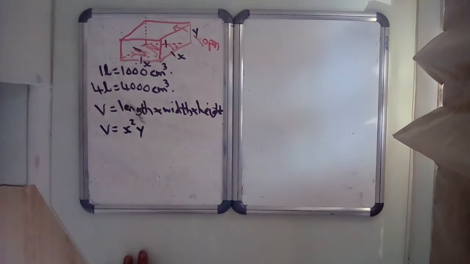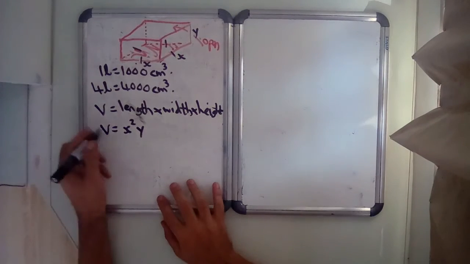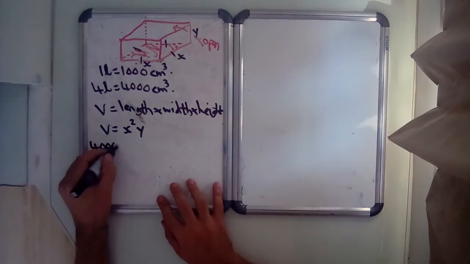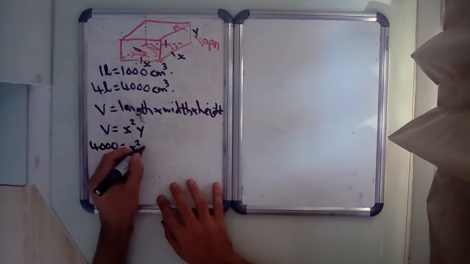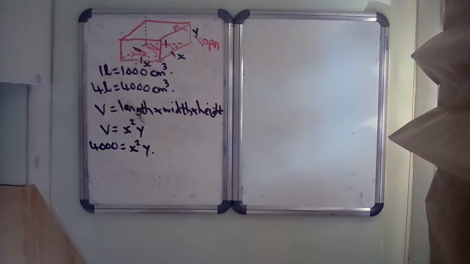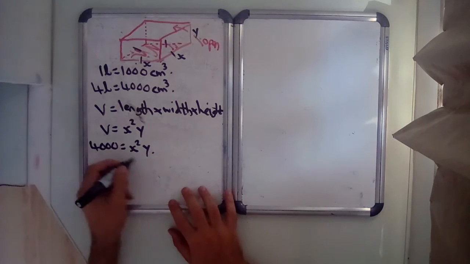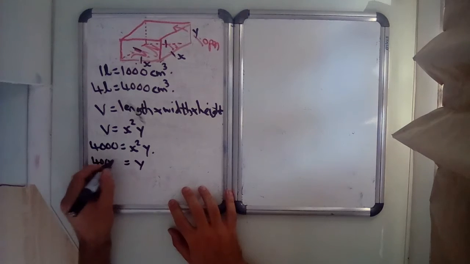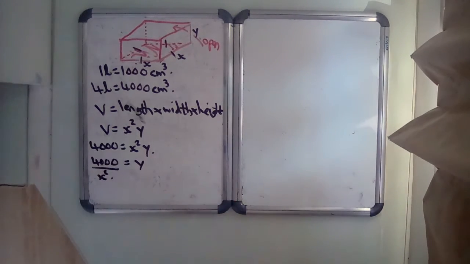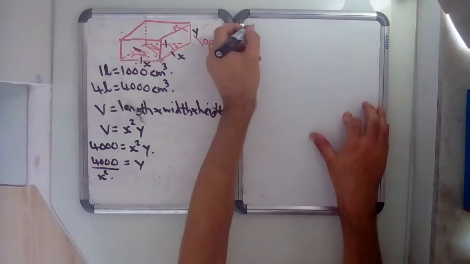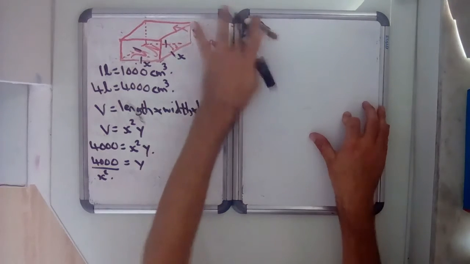Now, what we can do is write that in terms of something else. So actually, 4,000 equals X squared Y. So what I can do now, I can write Y in terms of X. And then when I get the surface area expression, I should just have one letter. So, Y equals 4,000 over X squared. The more optimization questions you do, you'll get used to this, but if it's brand new, you really do need to practice.